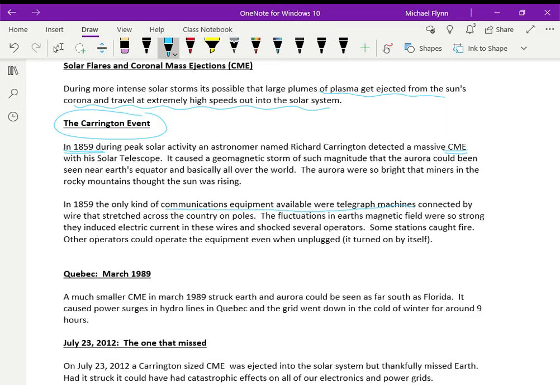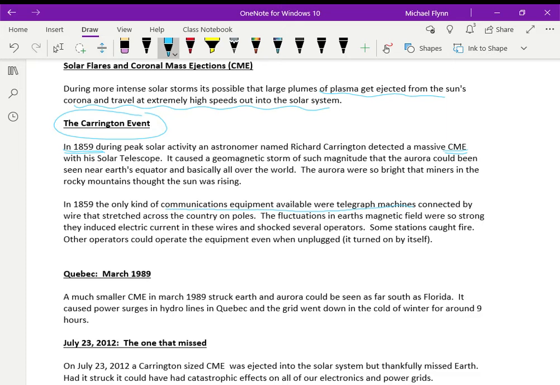Now, a telegraph machine is like a Morse code thing, but you don't send it over radio waves. Radios haven't been invented yet. You send them by wire. So let's say somebody in San Francisco wants to talk to somebody in Washington, D.C. Well, you have to run a wire all the way across the entire country, right? And then you tap on your thing, dee, dee, dee, and you send them a little signal.